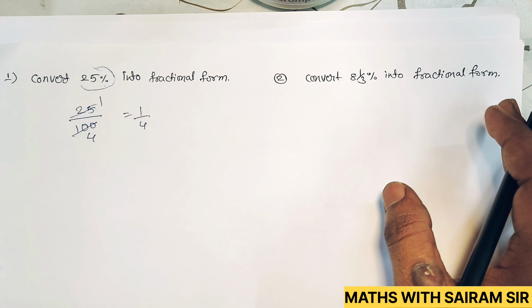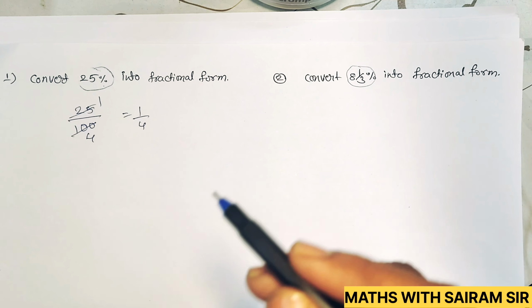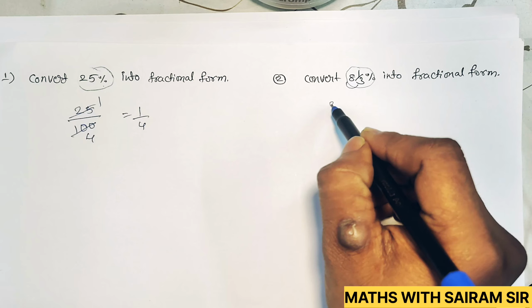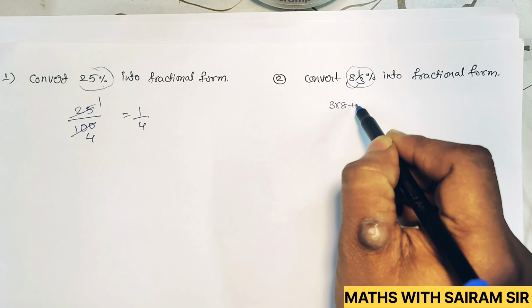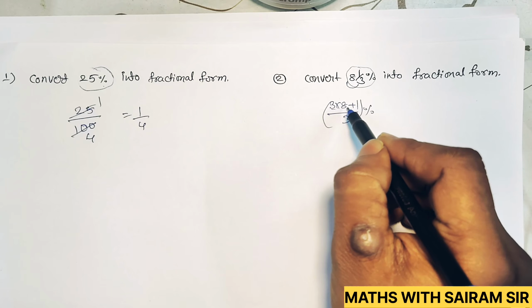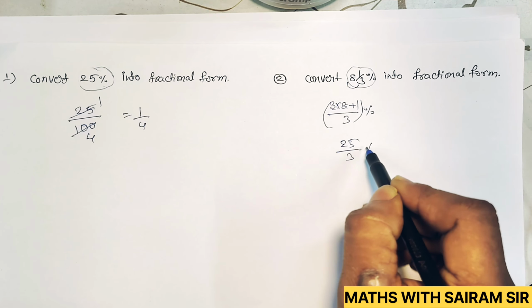Convert 8 whole 1/3 into fractional form. So as it is a mixed fraction, I am going to convert that into improper fraction. So 3 into 8 plus 1/3 percentage. So here 8 3s are 24, 24 plus 1 is 25, 25/3 percentage.